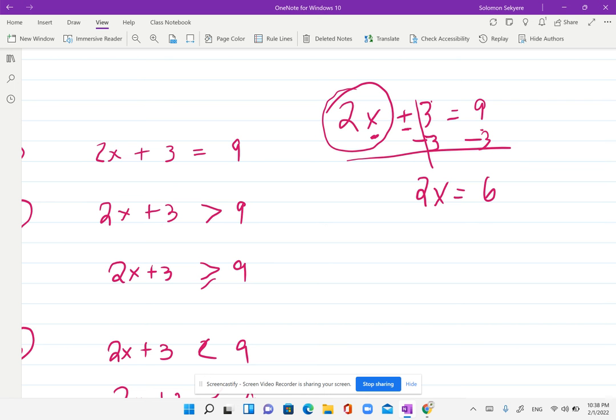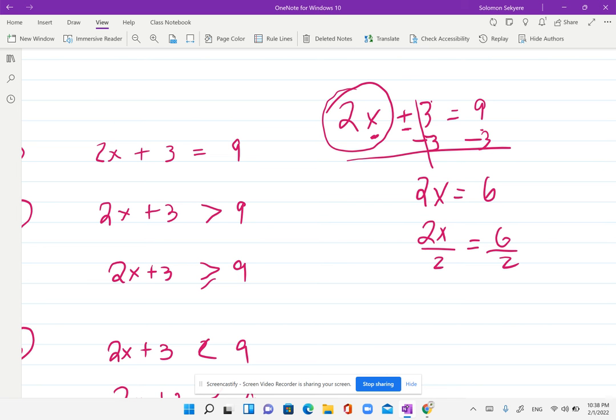And watch how I organize my work. See how my equal sign is all lined up? And then the final step is 2x equals 6. So this is where few students miss the question. So 2x, final step is you divide by 2.